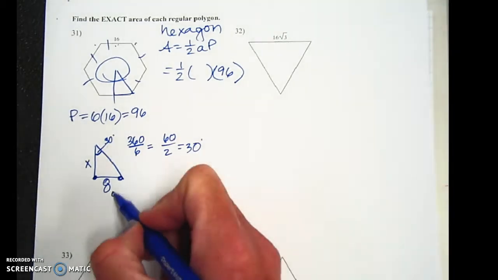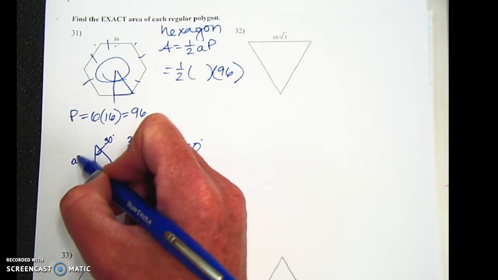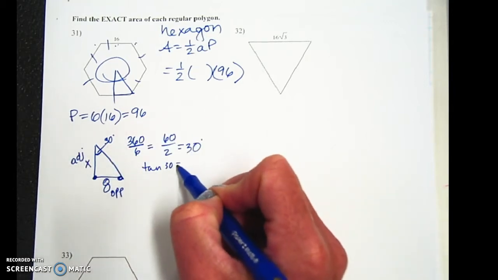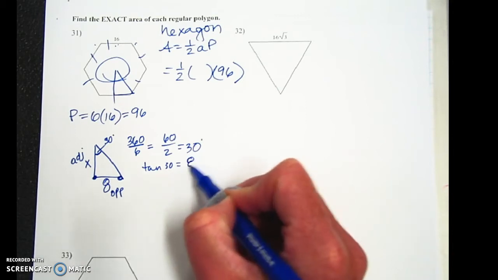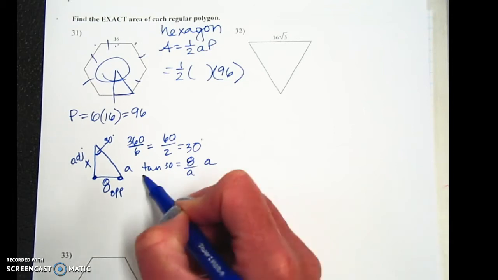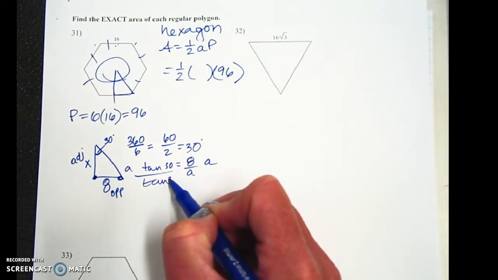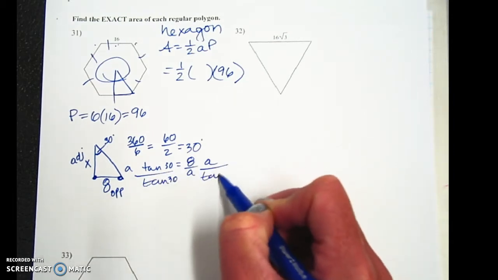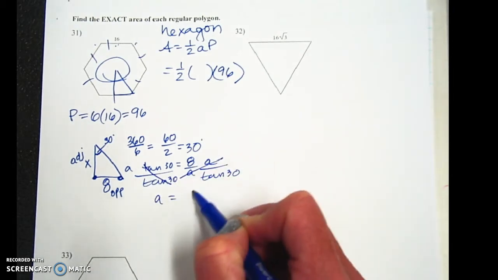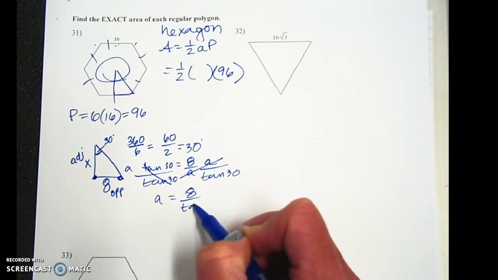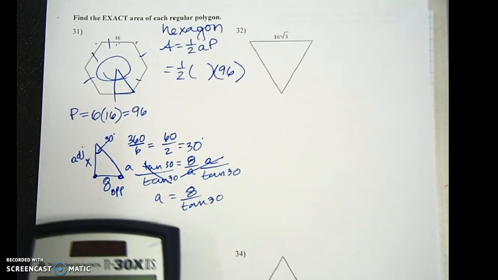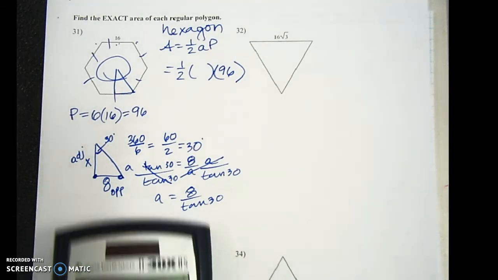And so we've got the opposite and the adjacent, which means we're going to use the tangent of 30, set it equal to 8 over a, multiply both sides by a, divide both sides by the tangent of 30. These cancel, so a is equal to 8 over the tangent of 30. And let me just show you how to type that in the calculator. Make sure your calculator's in degree mode.